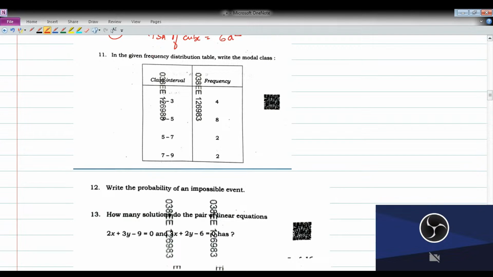In the given frequency distribution table, write the modal class. We know the modal class is the class interval with the maximum frequency. Here the maximum frequency is 8. Therefore, what is the modal class for the given data? 3 to 5 is the required modal class.